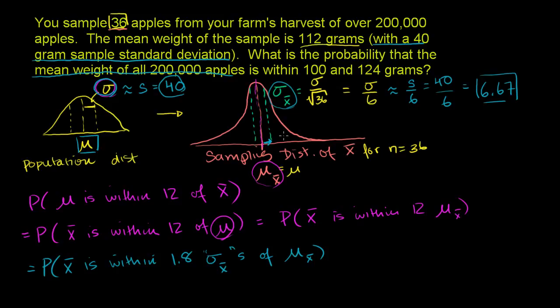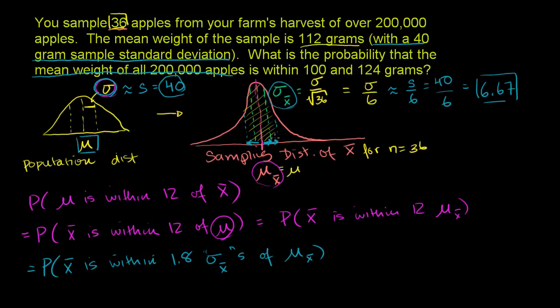So if you look at this distribution up here, within 1.8 standard deviations, this is one standard deviation, another 0.8 would maybe get us right about there. And we're within 1.8 above and 1.8 below. So this is 1.8 standard deviations above the mean. This is 1.8 standard deviations below the mean. So we're just going to say, what's the probability when we just took this one sample of 36 apples that we lie in this space over here?